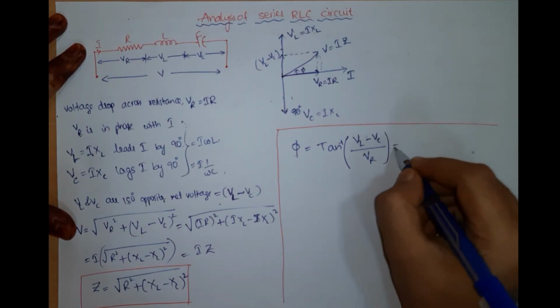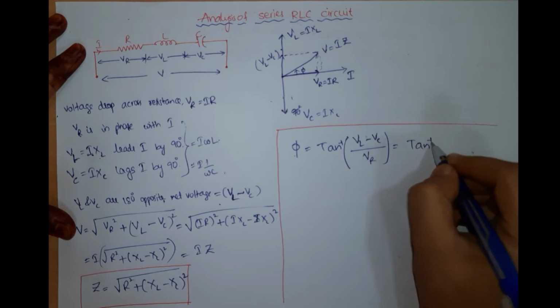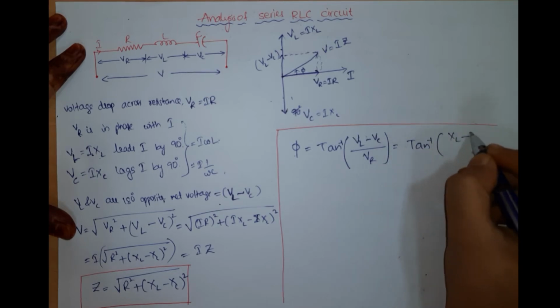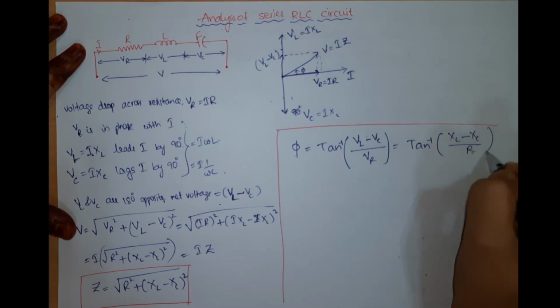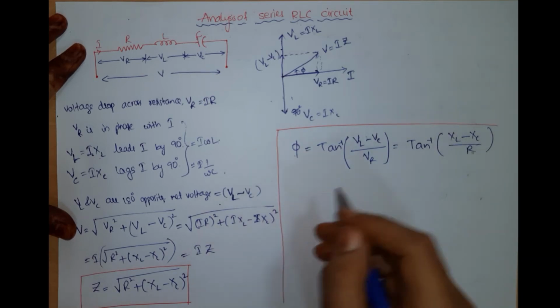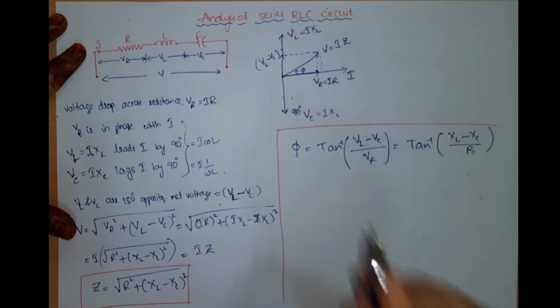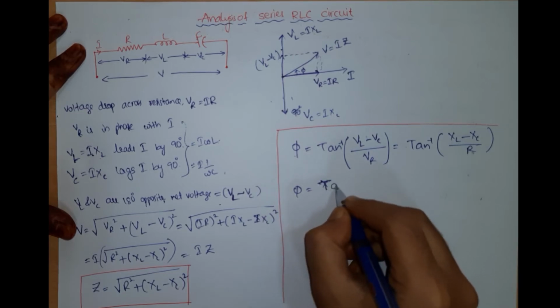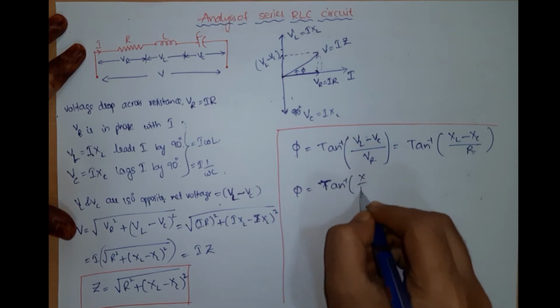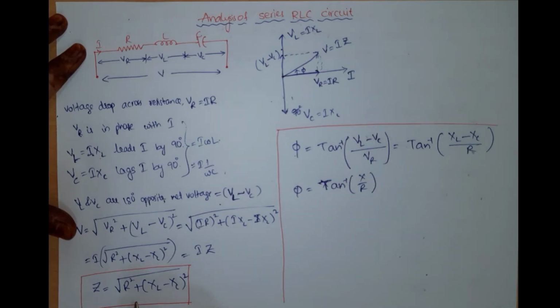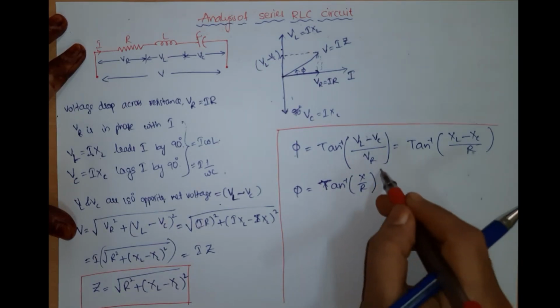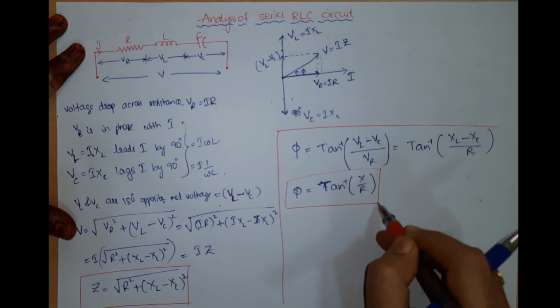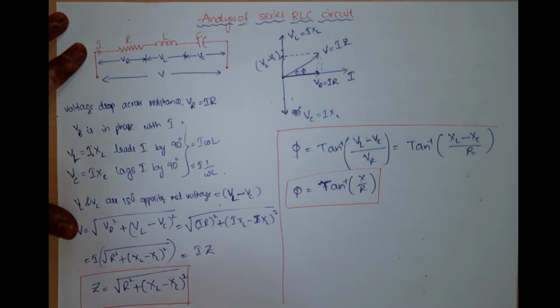So from here I can write it as tan inverse of (XL minus XC) by R. Right? So the difference of XL and XC we can take as X, so phi is tan inverse X by R. Fine. So from here you can find out the value of phi.